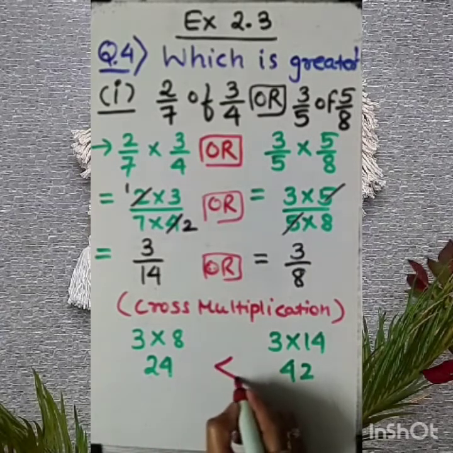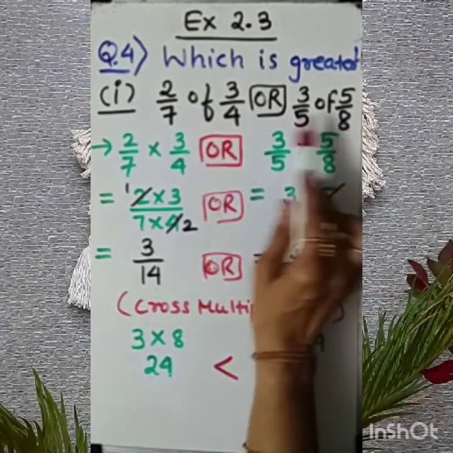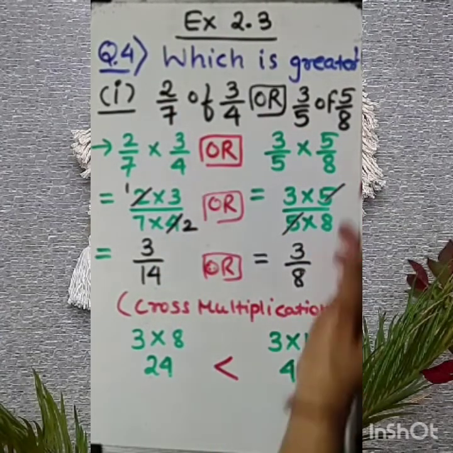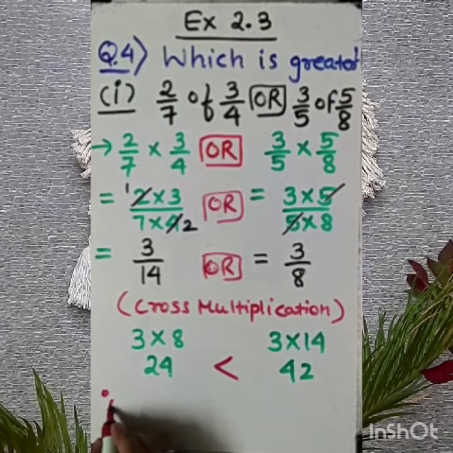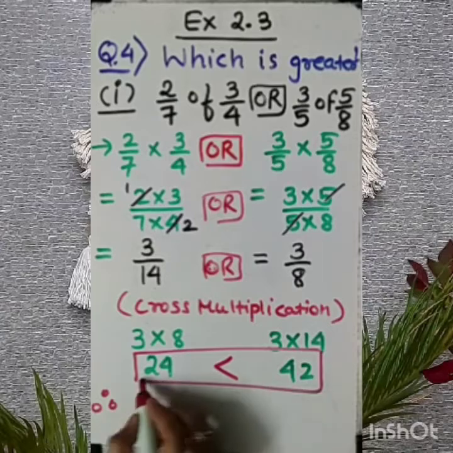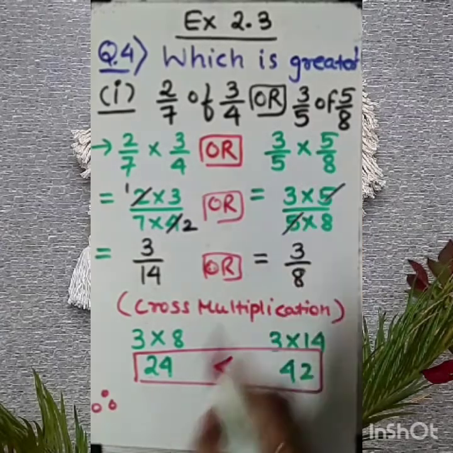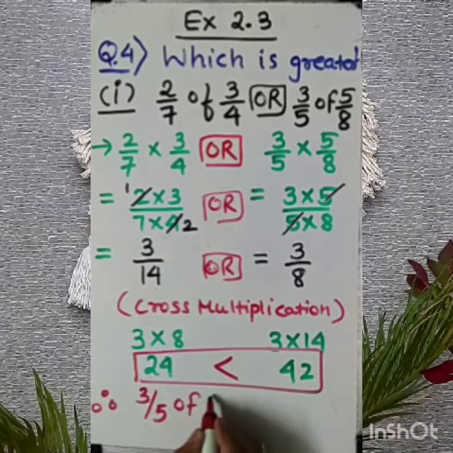Of course you will say 42 is bigger. It indicates that this side is bigger. So out of these two numbers, which one is bigger? Of course this one is greater. So I need to write therefore, as this important result we got after cross multiplication, we can say 3 by 5 or 5 by 8, this one is greater.